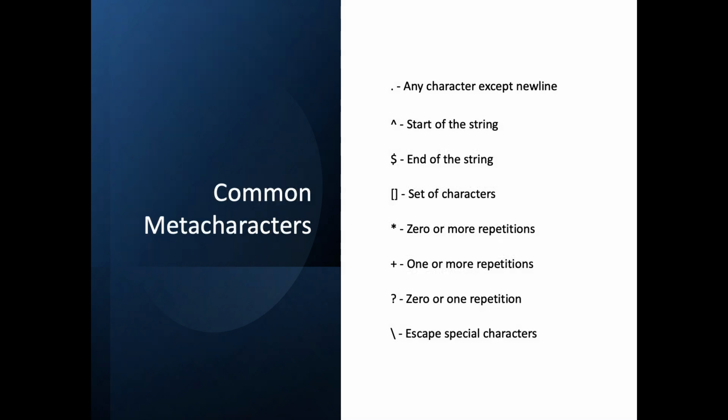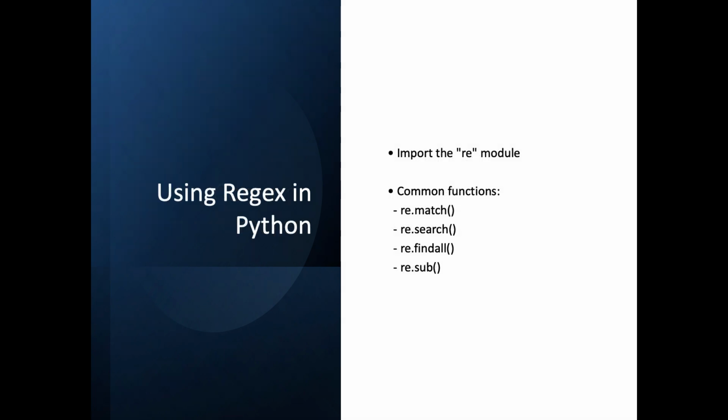And here are some of the most common meta characters used in Regex. Again, the dot matches any character except a new line. The caret asserts the position at the start of a string, and the $ sign asserts the position at the end of a string. The square brackets are used to define a set of characters, and the star, plus, and question mark are used to specify repetitions. As for the backslash, it's used to escape special characters when you want to use them as literal characters. And please don't worry if this is not making much sense yet, but it will when you see the code examples throughout this video.